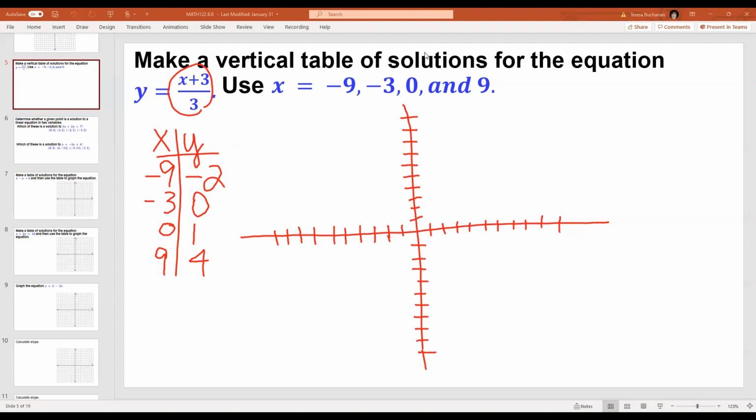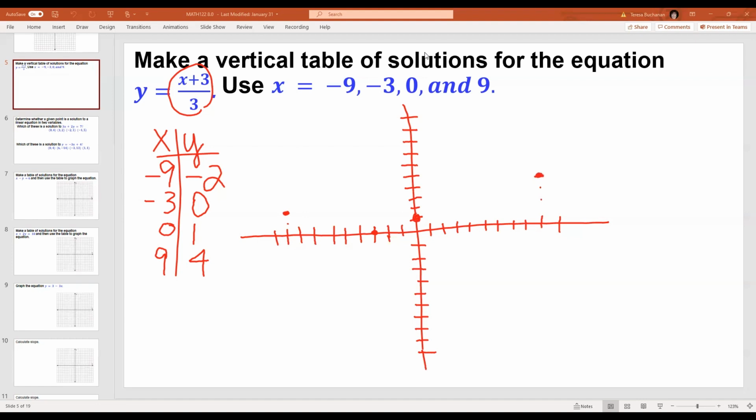So -9, 2 looks like it would be right about here. -3, 0 is right here. 0, 1. It's off there. Right there. 9, 4. 1, 2, 3, 4, about here.